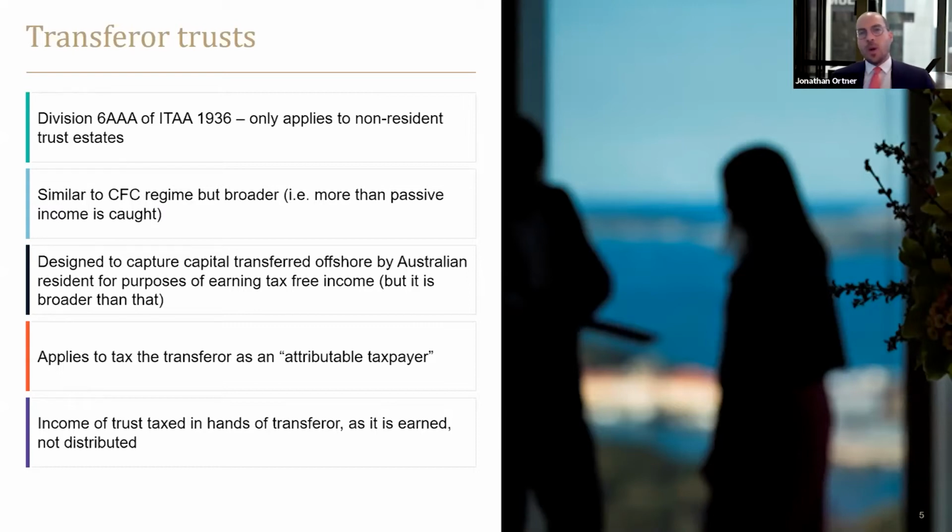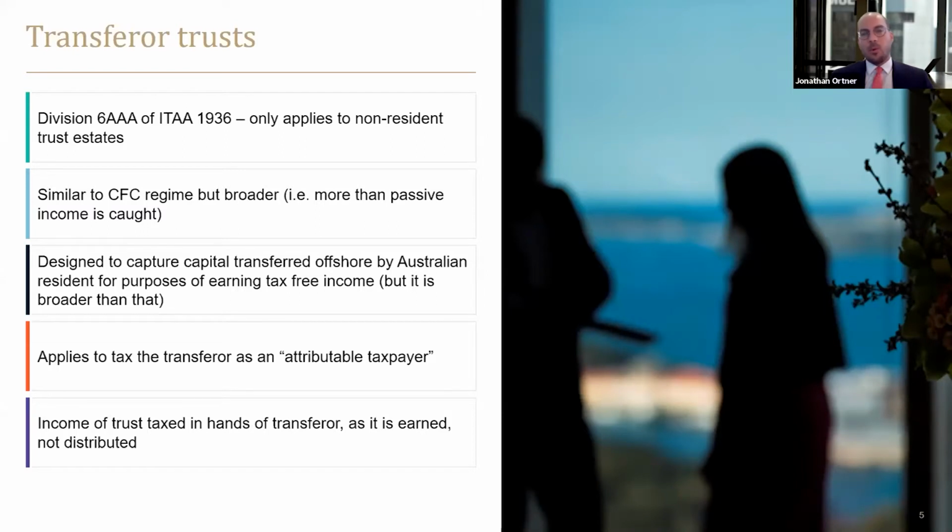The journey that one must go through to actually find out that these provisions really only apply to non-resident trust estates is a relatively tortuous one, but that is in fact the case. So we are only dealing with foreign trusts when we're talking about these rules.